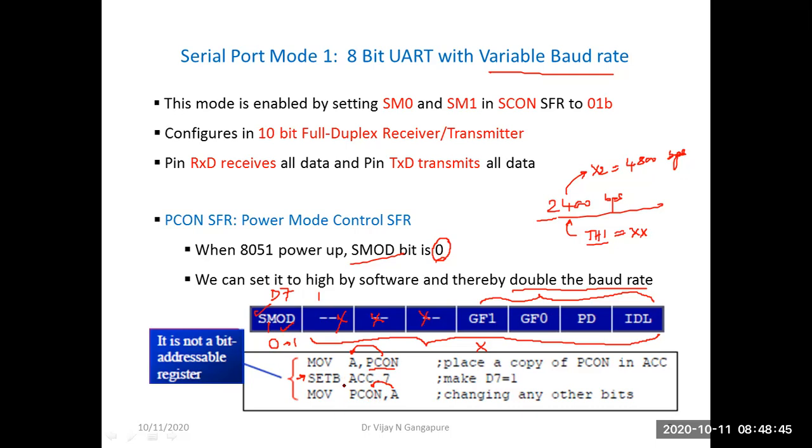So by using these three instructions, without disturbing the data in these bits, I'm just setting this SMOD bit to 1. In this way I can set this SMOD bit and I can double the baud rate.